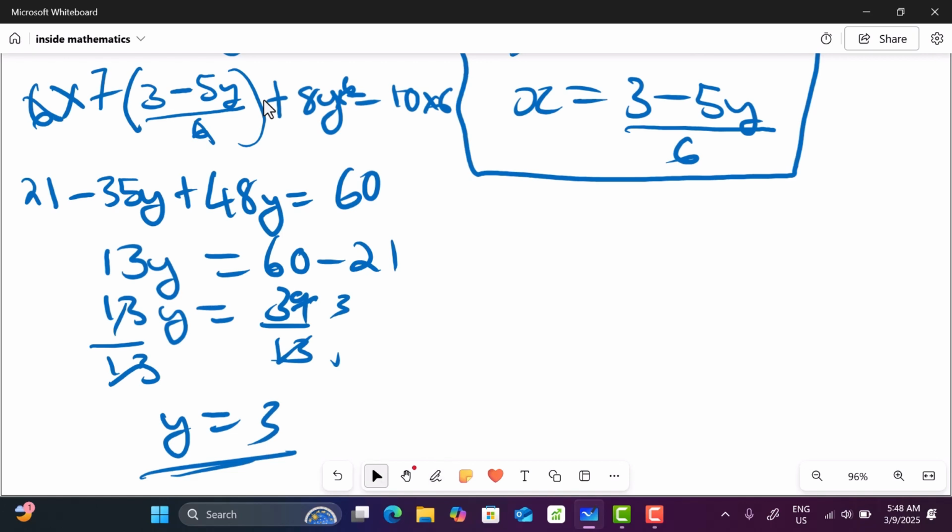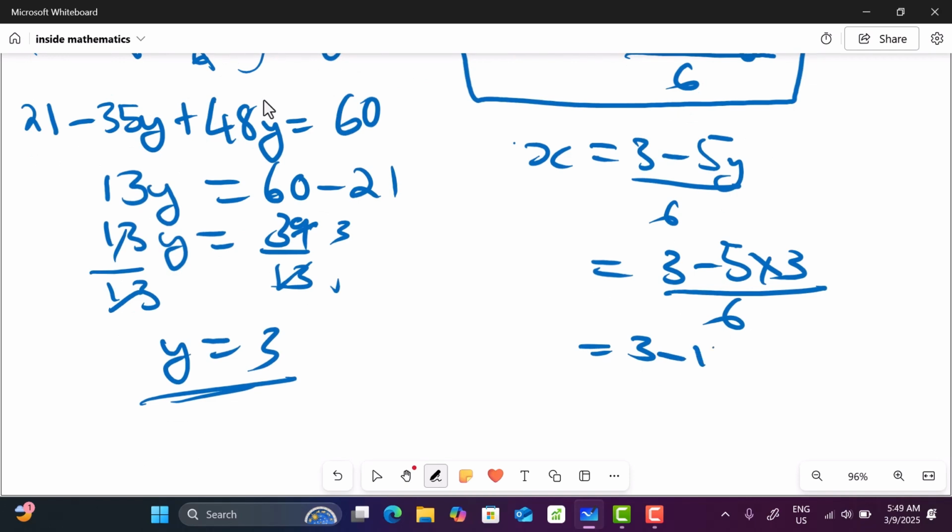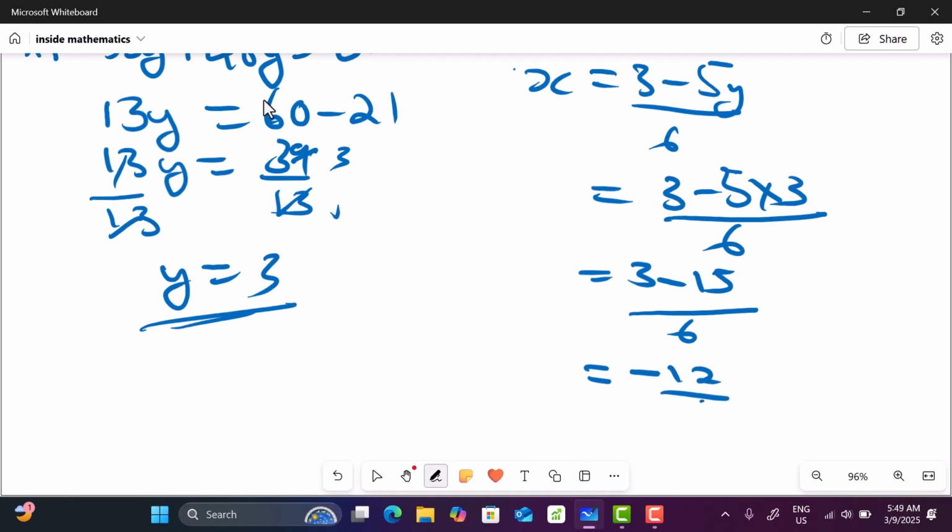If that is the case, it means for the first equation, which is x is equals to (3 minus 5y) all over 6, we can just substitute for (3 minus 5 times 3) all over 6, which gives us nothing but (3 minus 15) all over 6, which is minus 12 over 6, which is equals to minus 2. That's the solution. Therefore, x is equals to minus 2 and y is equals to 3.